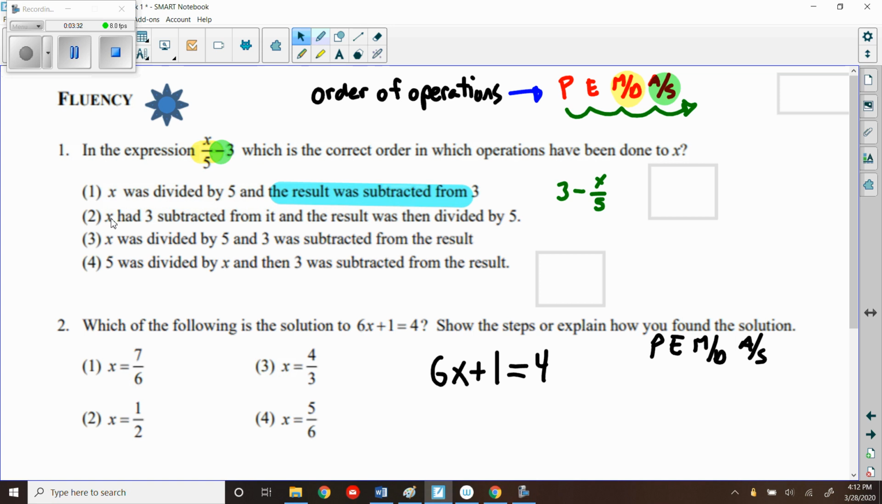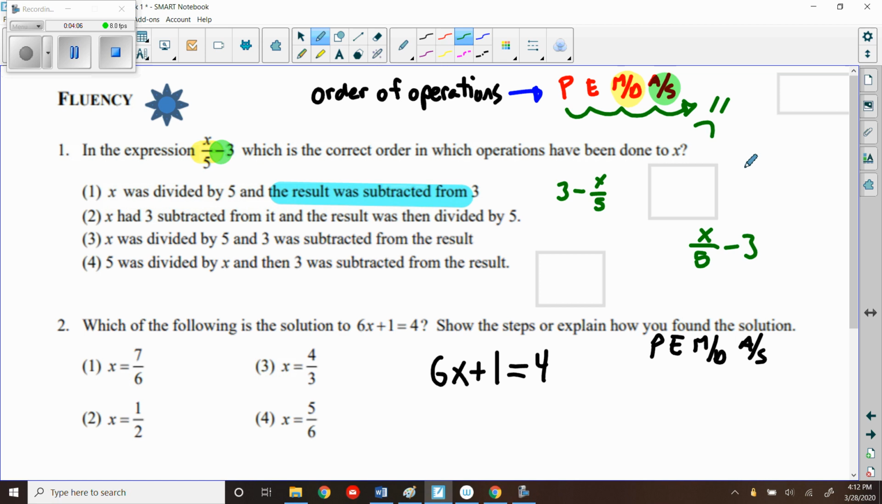Number 2, x had 3 subtracted from it, and the result was then divided by 5. Well, if the subtraction came first, that's going to break our order of operations. So we also know that that can't be the correct answer. If x had 3 subtracted from it, and the result was divided by 5, we know that this would not be correct. One of the ways that we could guarantee that it's not correct is to substitute in any number we wanted for x.